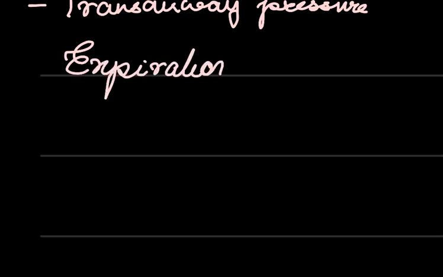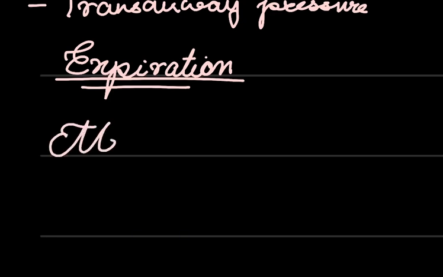Now let's talk about expiration. For expiration, the pressure inside the alveoli should be greater than the atmospheric pressure. For that, the volume of the alveoli should decrease. In order to decrease the volume of the alveoli, the volume of the thoracic cavity must decrease. So let's talk about the muscles of expiration. In normal condition, expiration is carried out passively. The recoil of the lung and thoracic cavity and the relaxation of the inspiratory muscles is enough to cause expiration.